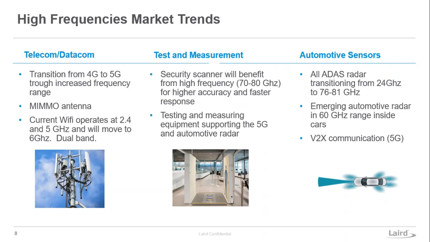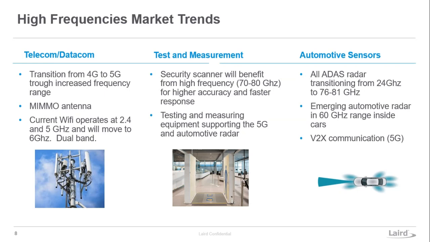Obviously, also all the testing and measuring equipment supporting the automotive sector and the 5G needs to align and go into this higher frequency range. And the automotive ADAS, safety and security, related to the sensors and radars, and paving the way for driverless cars, autonomous cars. This one I've been working on for some years in the past at 24 gigahertz, but now that we are going towards the higher level of autonomous car, we need better accuracy and better reliability, and going into the 76 to 81 gigahertz range.